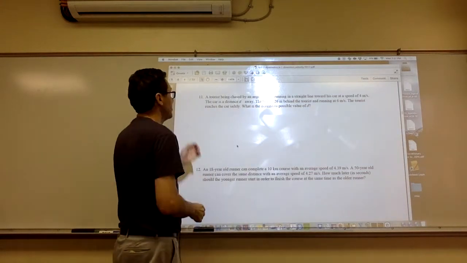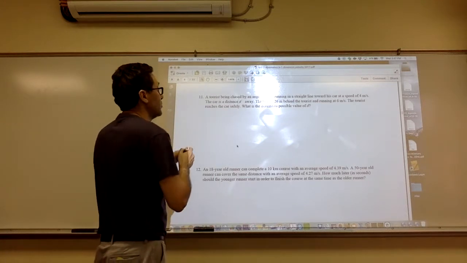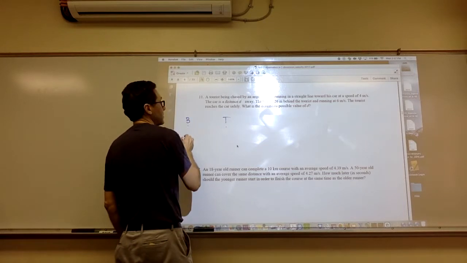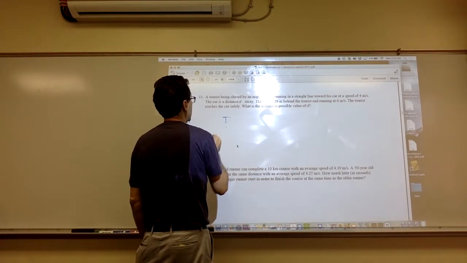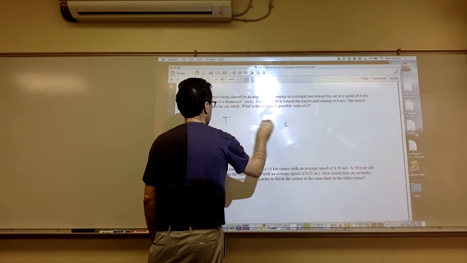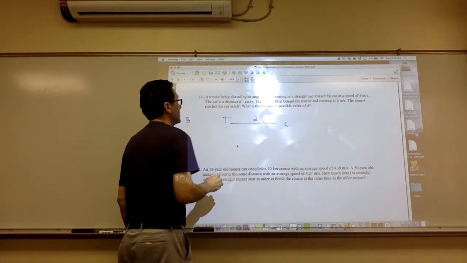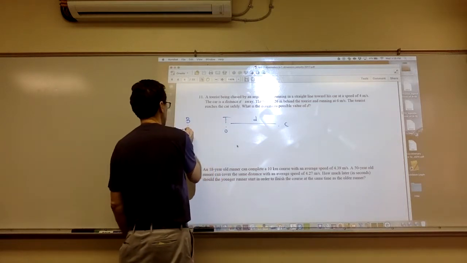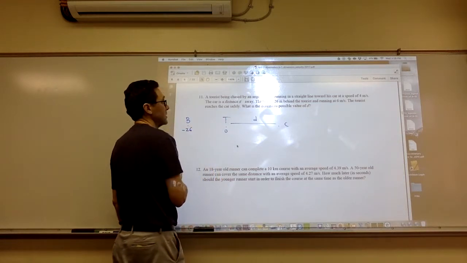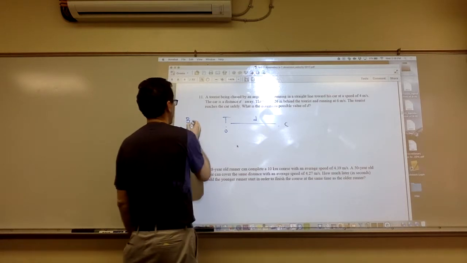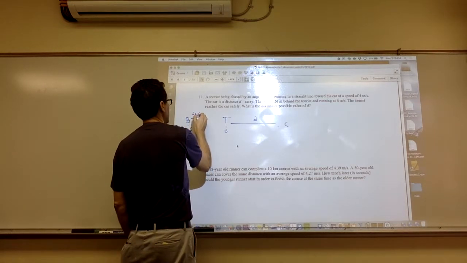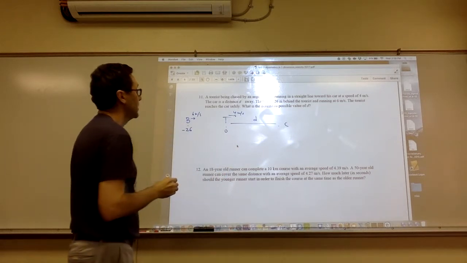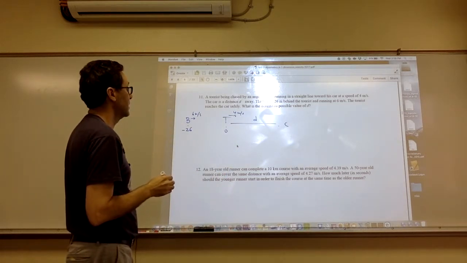A tourist being chased by an angry bear is running in a straight line towards his car. So the tourist is here, the bear is here. Okay? A distance d away, so the car is here. So this distance here is d. The bear is 26 meters behind. So I'm going to choose this as 0, which means the bear is at the position negative 26. Okay, so the bear is going at 6 meters per second, and the tourist is going at 4 meters per second. What is the maximum possible distance, the value for d?